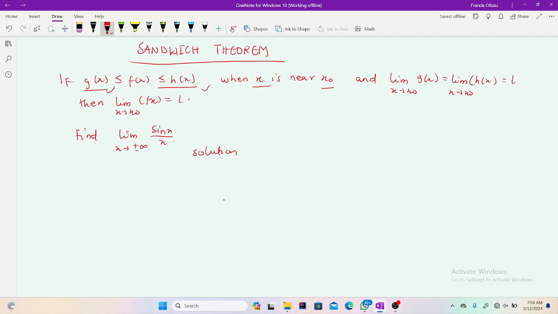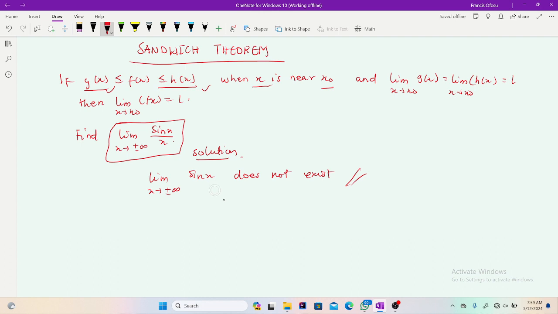Okay. So to solve this problem, what you should have in mind is that the limit as x approaches positive or negative infinity of sine x or cos x or tan x does not exist. Take note. So the limit as x approaches plus or negative infinity of sine x does not exist. On that note, how do we solve for the limit of this? How do we find exactly the limit of sine x over x? Do you just go through and say it does not exist?